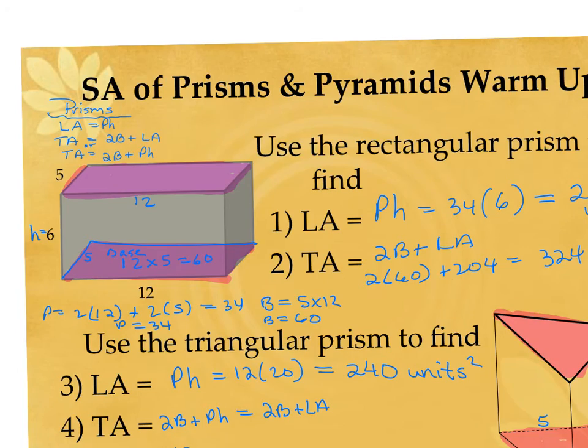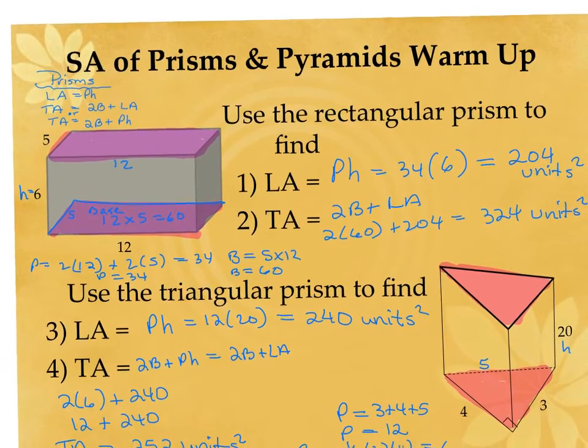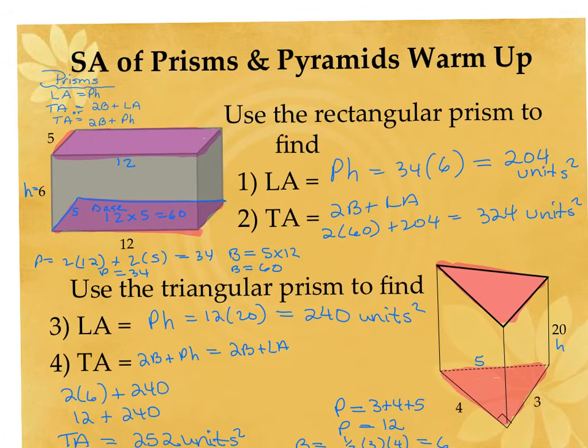So here is my rectangular prism. Now, this is the only one where you may have a different base area, or you might have chosen a different base than what I did. I chose the base that it's sitting on. So my base is the rectangle that's a 12 by 5. So I did 12 times 5, and I got 60 for my base area.